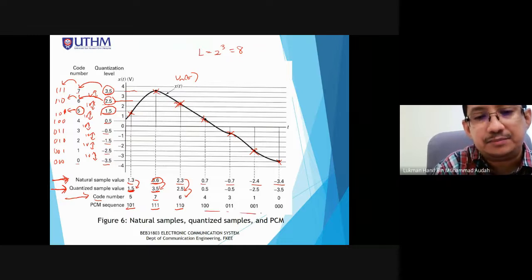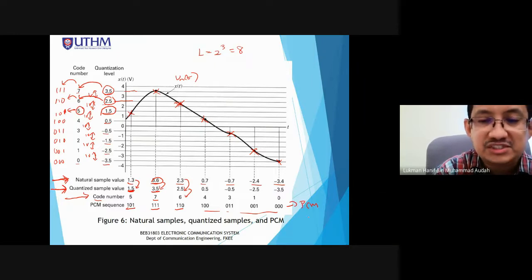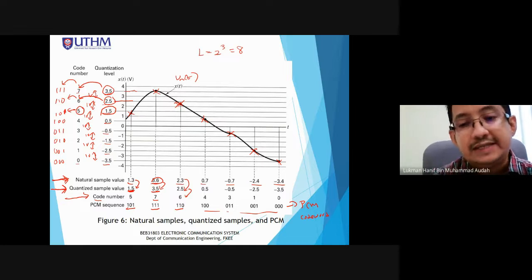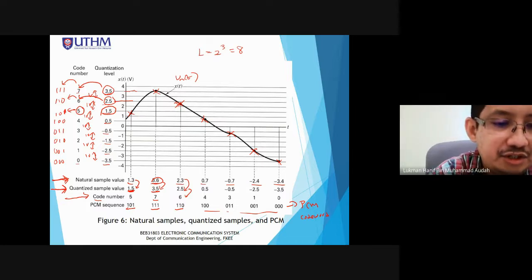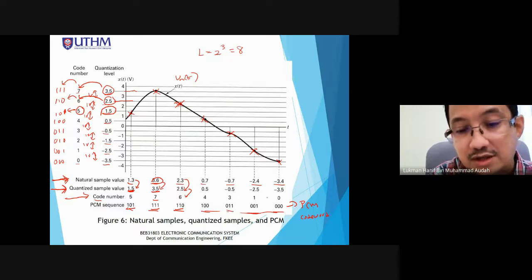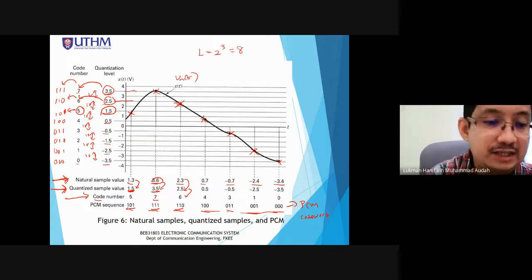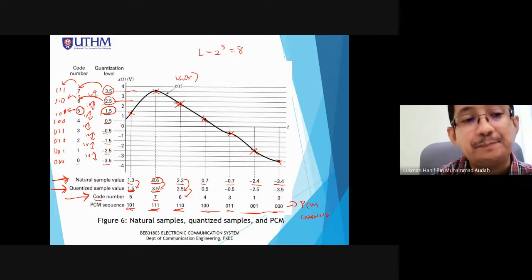Dan seterusnya. So inilah yang dipanggil sebagai encoding process menghasilkan PCM, Pulse Code Modulation Code Word. Inilah yang dipanggil sebagai digital data. Dia belum jadi digital signal, dia baru digital data. Apa itu digital data? Digital data adalah logik kosong dan logik satu. Dalam bentuk logik kosong dan satu. Ini kita akan lihat dalam proses yang ketiga nanti.